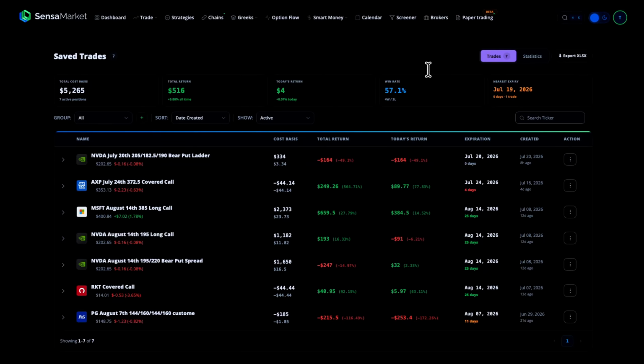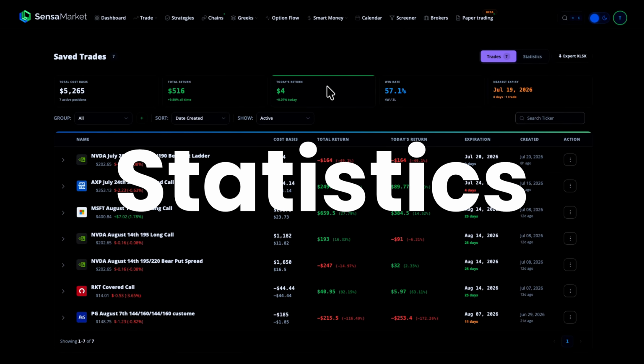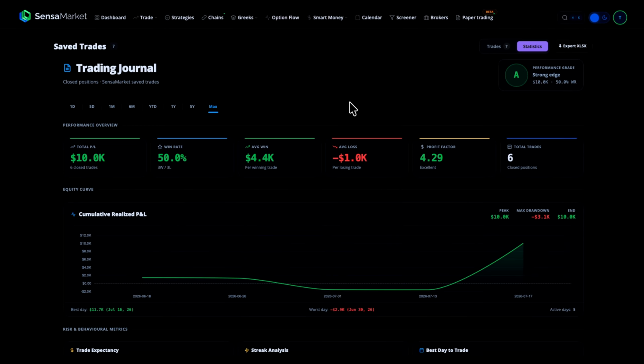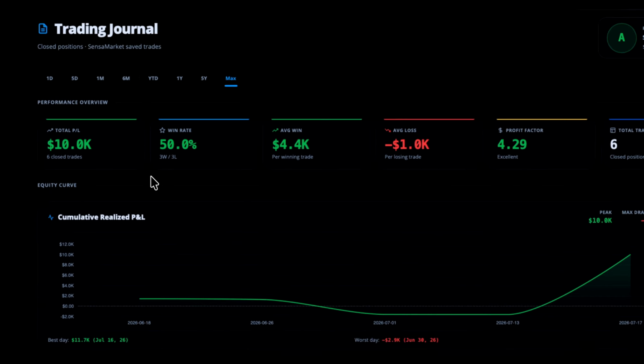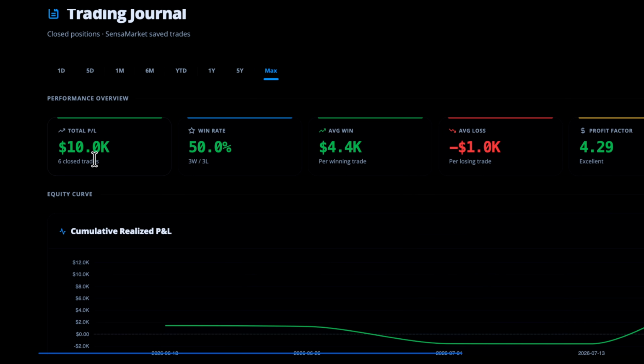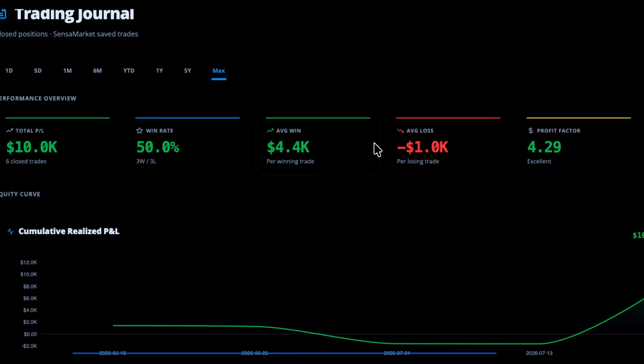Your SaveTrade's just got a whole lot smarter. Meet the new Statistics tab. With just one click, all the trades you've logged turn into a complete trading journal. No spreadsheets, no manual calculations. Instantly see your win rate, profit factor, performance grade, and other key metrics.